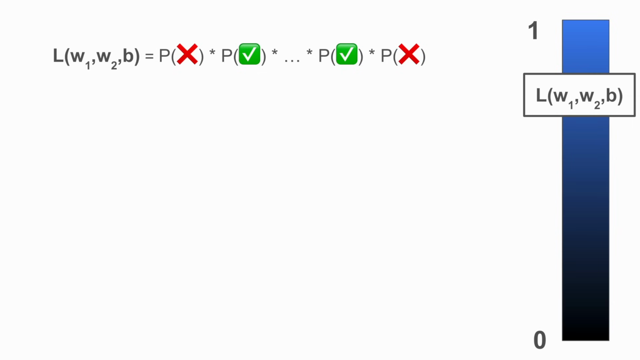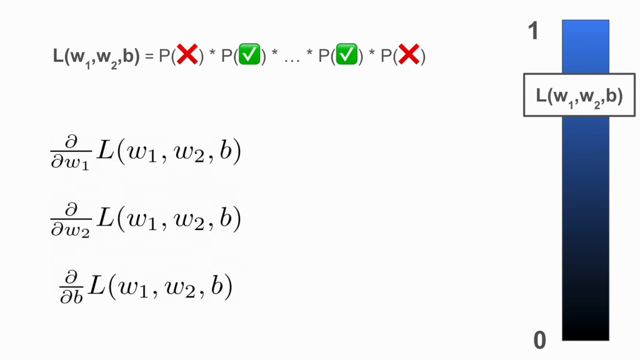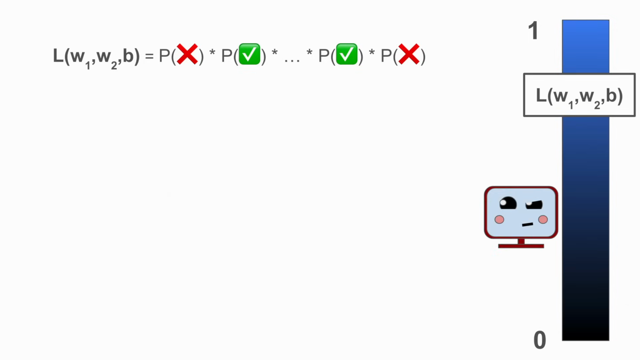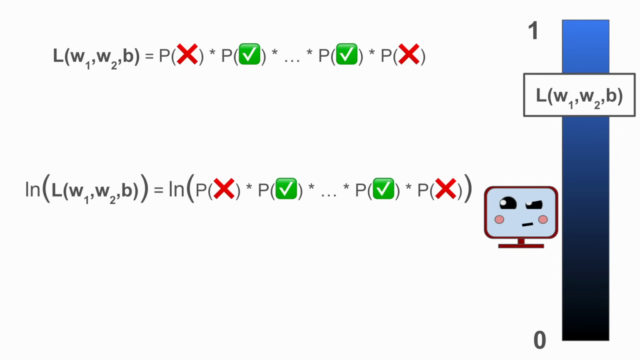Recall from calculus that finding what makes a function as large as possible involves taking derivatives. Practically, though, we don't use the likelihood function directly because it's not mathematically convenient. We use a different function that is mathematically equivalent but easier and more convenient for our computers to work with. Notice that the values of W1, W2, and B that make the likelihood function the largest are the exact same that make the natural log of the likelihood the largest. Transforming the likelihood function in this way turns the product of probabilities into a sum, which makes working with derivatives easier.